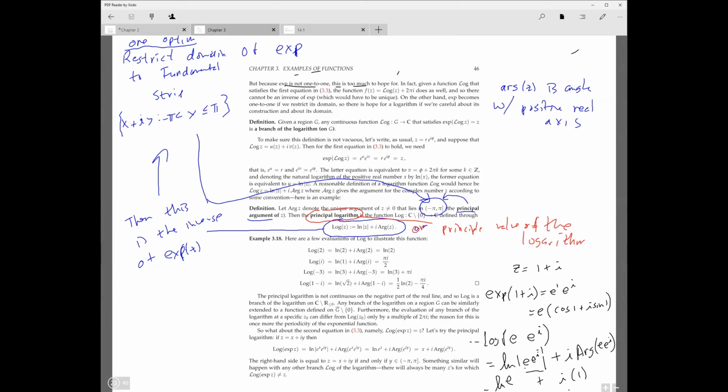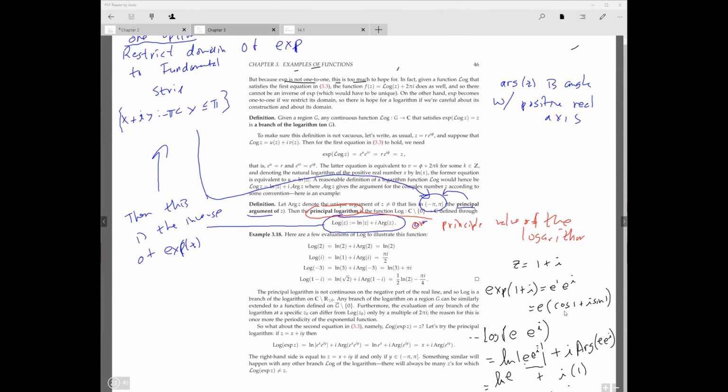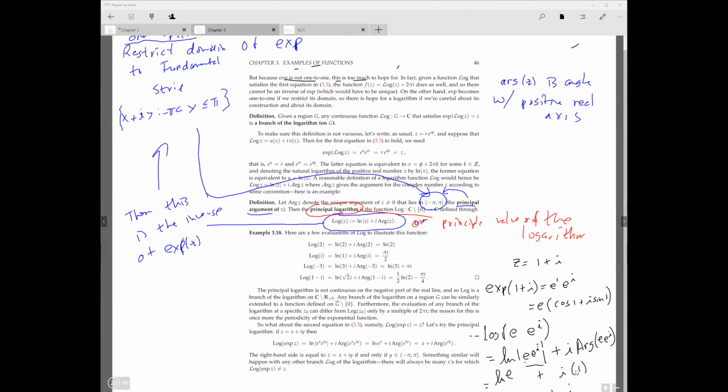Can I ask again, just to make sure? e times e to the i equals 1? What do you mean? Here? e to the i, right here. No. e to the i is cosine 1 plus i sine 1. But like, the argument of e to the i is 1.